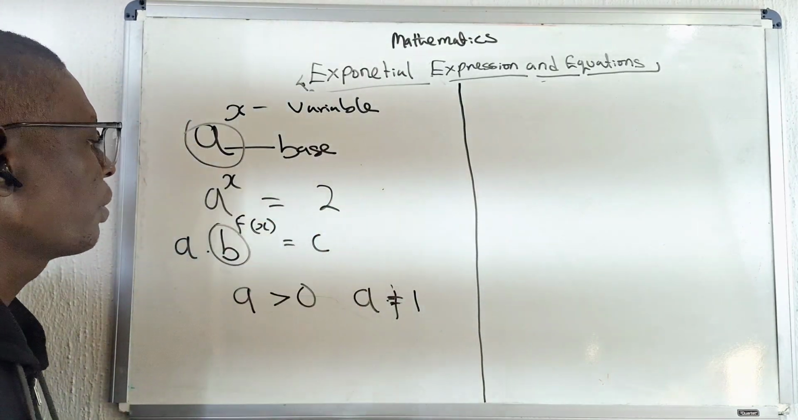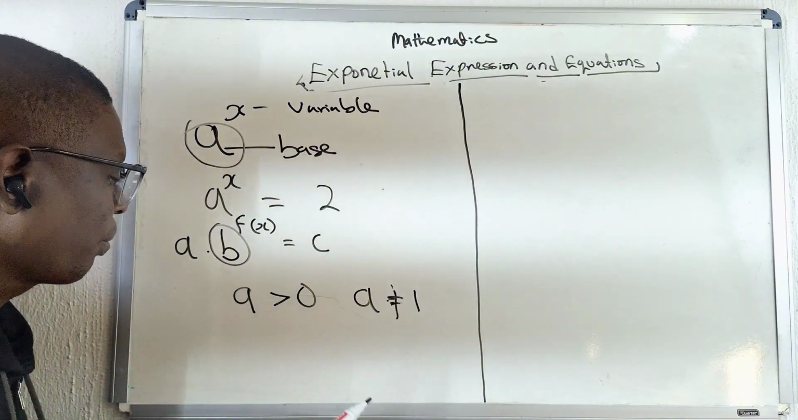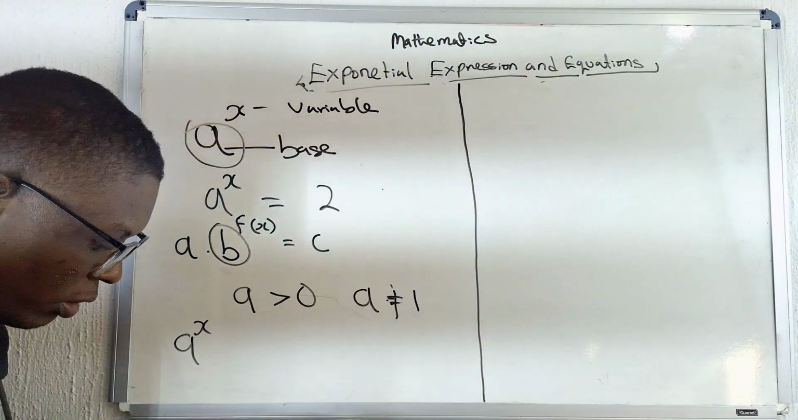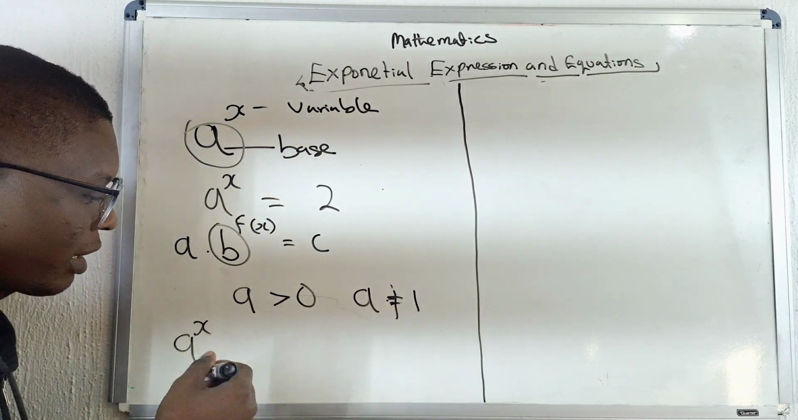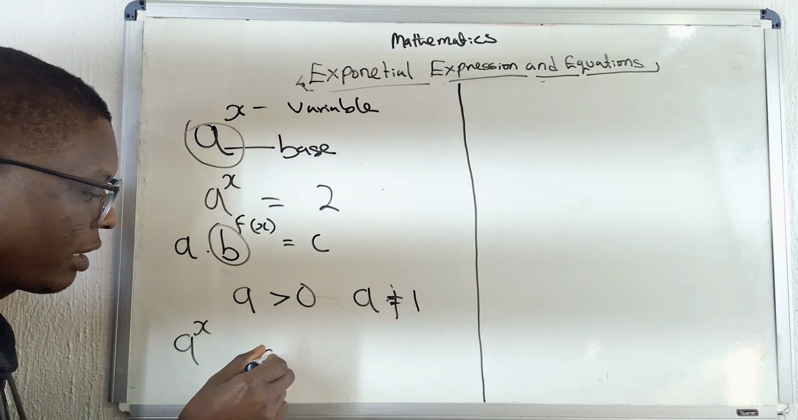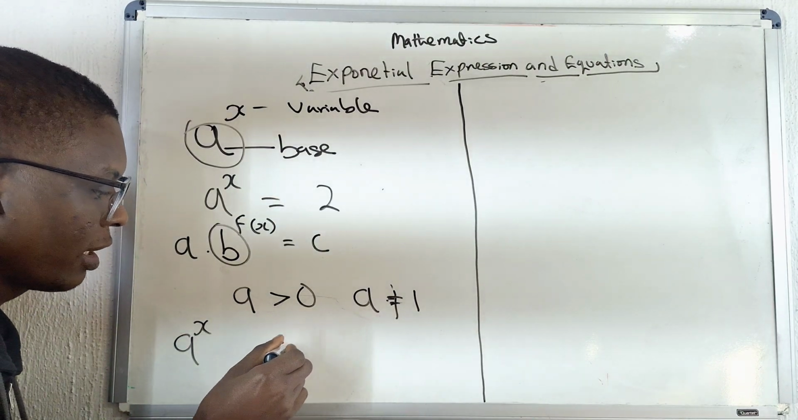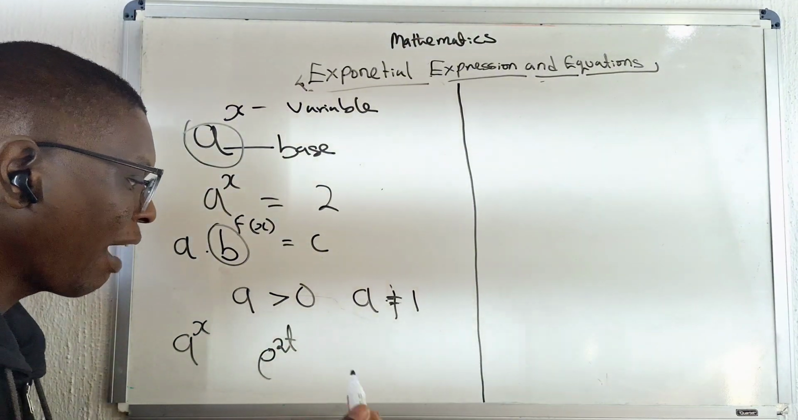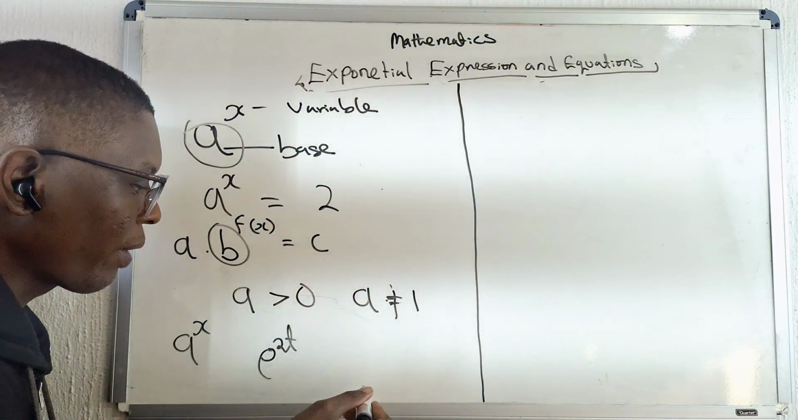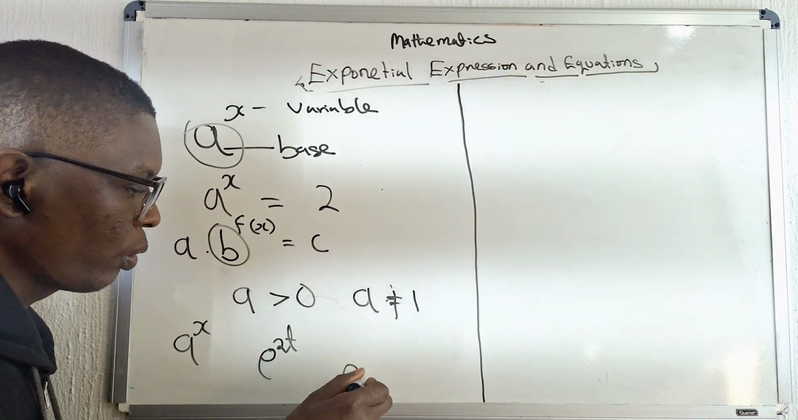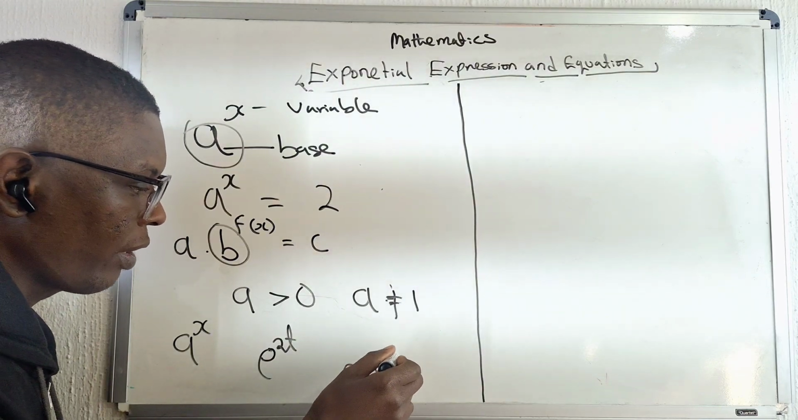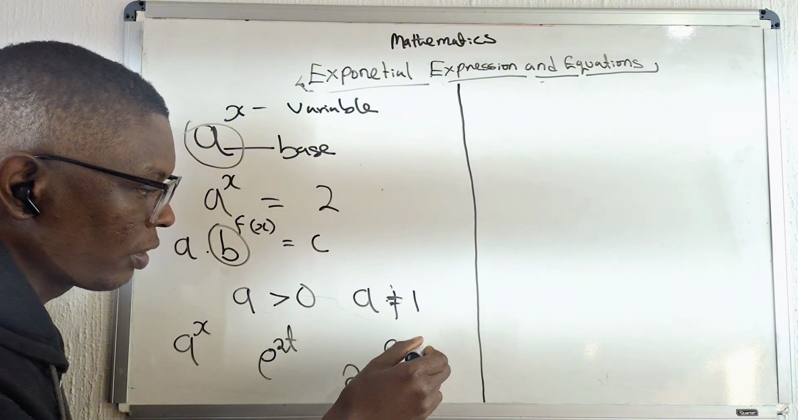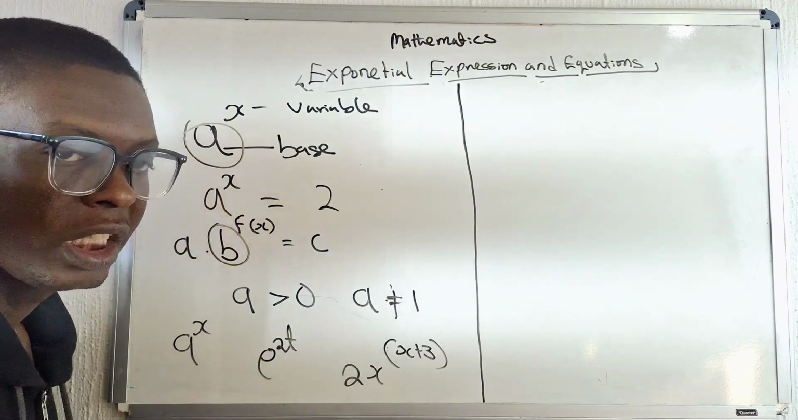So you can see exponents in different forms. We have the simple exponent where you have a raised to power x, something of such nature. We have a complex one where you have something like exponent 2t, where you are dealing with arithmetic. Then we still have more complicated ones, where you can say something like 2x raised to the power of 2x raised to the power of s plus 3, something of such nature.